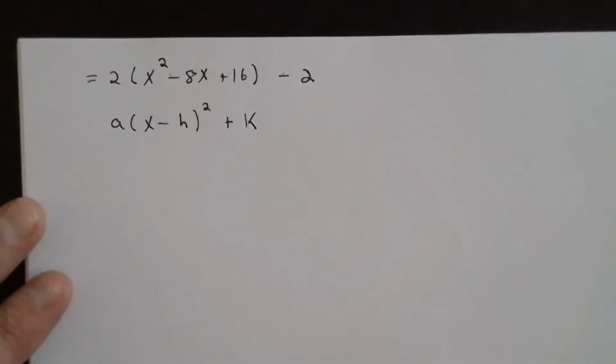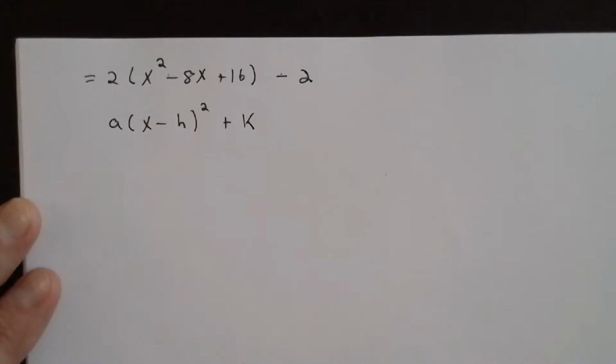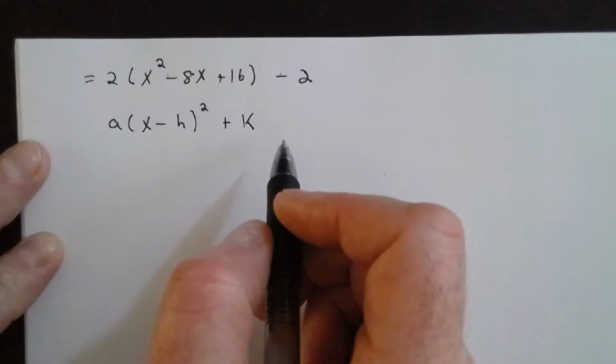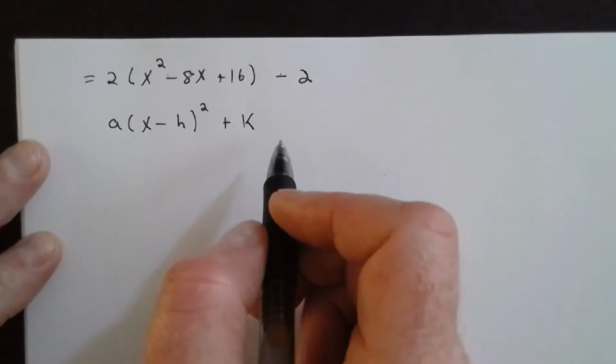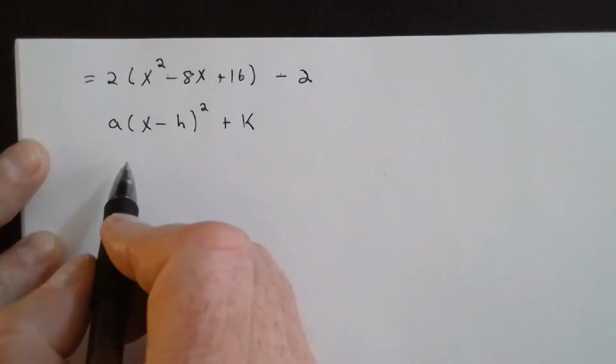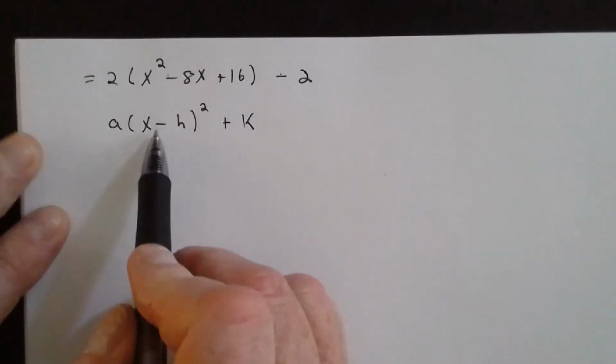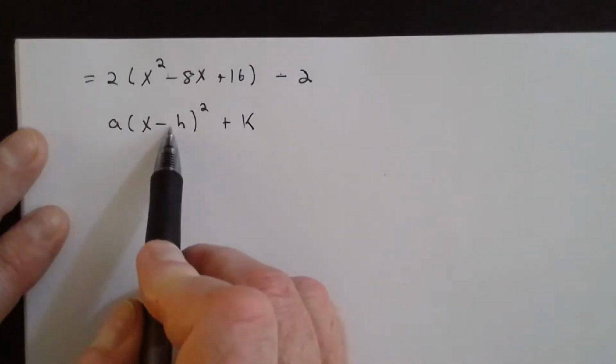Okay, so you got 8 because you took half of the square. I mean, you took half of the 16 and squared it. You got 8 because you divided it by 2. How'd you get 8? Divide by 2 squared. So you always divide the middle term by 2 squared.